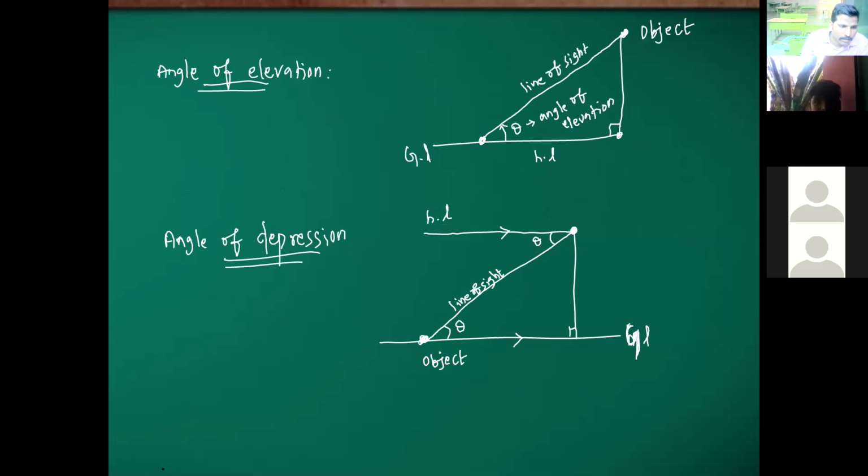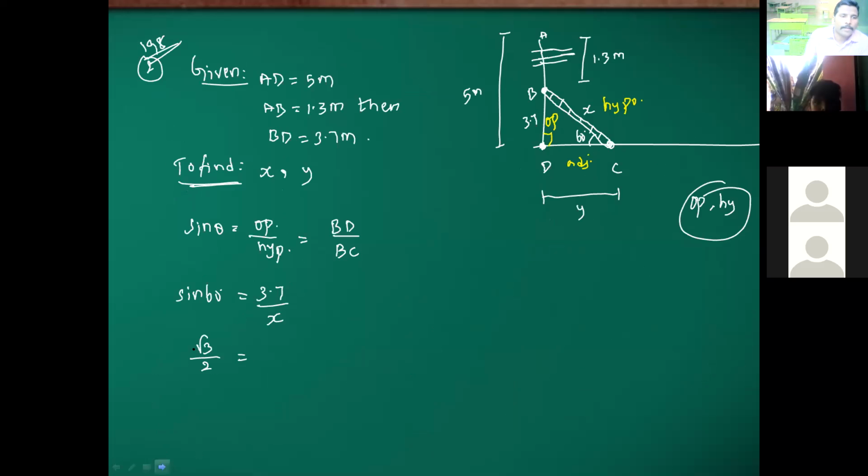Now let's go for the next page. So sine 60 equal to root 3 by 2 we are using. So 3.7 divided by x. My aim is to find the x value. So x in the denominator.